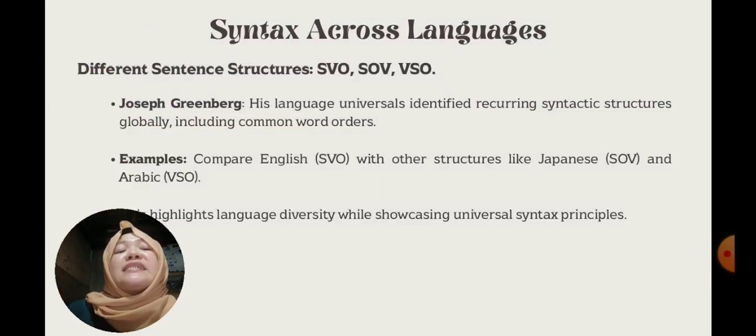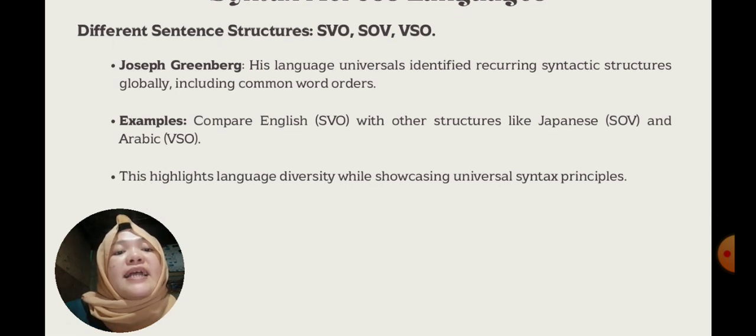Next, syntax across languages. So we have different sentence structures, right? We have SVO for English, SOV for Japanese, and VSO for Arabic. All right. So Joseph Greenberg's language universals identified recurring syntactic structures globally, including common word orders. So we have an example here, the comparison of English VO with other structures like Japanese and Arabic. Okay? And this highlights language diversity while showcasing universal syntax principles.